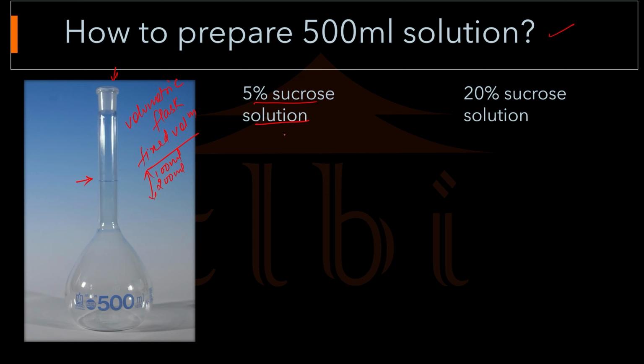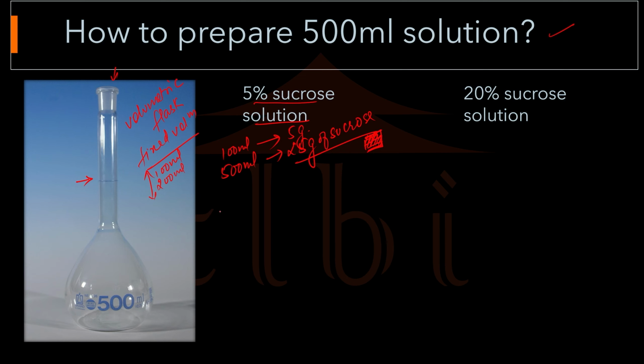Now, so obviously, for 100 ml, let's do it like this, you need 5 gram of sucrose. For 500 ml, obviously you will need 25 gram of sucrose, right? Now this is just a physical representation of 25 gram of sucrose. Okay. So how do we measure, how do we prepare this solution?